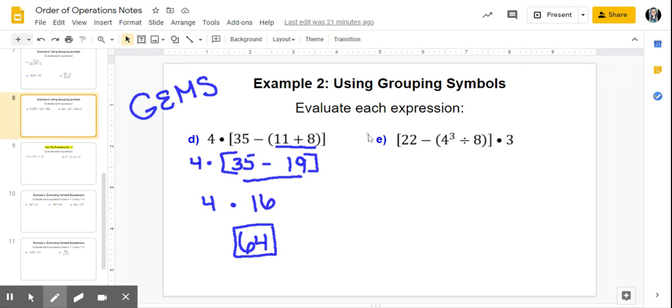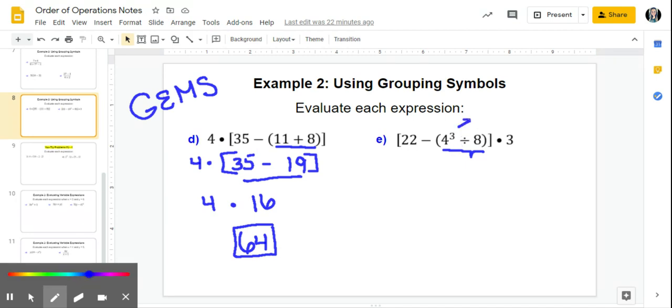Let's do one more. Problem A. So starting on the left-hand side, I'm going to look for grouping symbols. I have 2 sets of grouping symbols. I have these brackets and I have the parentheses. Must take care of the parentheses first because they are closer together. So inside the parentheses, I have 2 operations. I have an exponent and I have division. I have to take care of the exponent first.